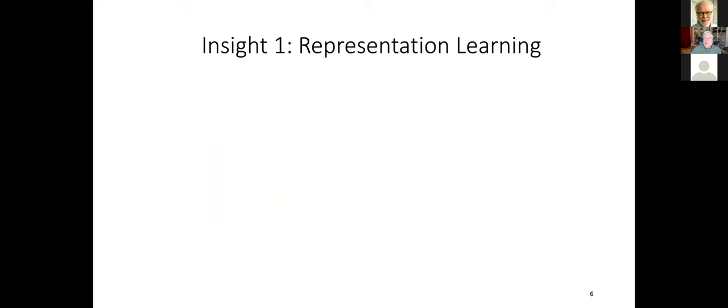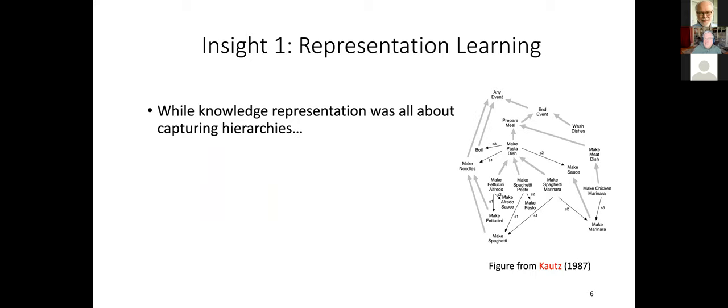So what made deep learning so powerful beyond what was already there in the neural networks in the 50s? Well, the explicit knowledge representation or symbolic paradigm was all about capturing relationships, often in the form of hierarchies. So part-whole hierarchies, action sub-step hierarchies, and so on. And I thought I'd throw in a picture from my own PhD thesis in the far distant past of a knowledge engineered hierarchy for making pasta.